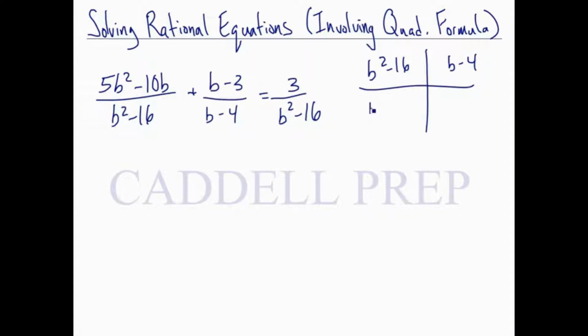So b squared minus 16 is really b minus 4 times b plus 4. And here this is still going to be b minus 4. So to get common denominators, the least common denominator is really just b minus 4 times b plus 4, because we can multiply b minus 4 by b plus 4 and they'll be the same. So we could either multiply these by b plus 4 and drop the common denominators, or just multiply everything by this and the denominators cancel out. So I'm going to do that. I'm going to multiply everything by b minus 4, b plus 4. This is just my preferred method. Either method would work.